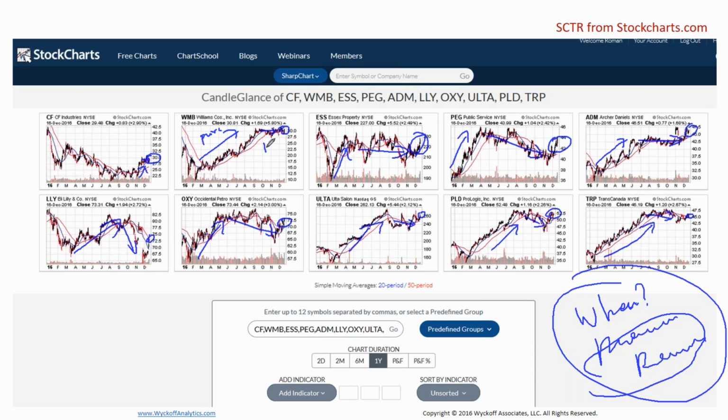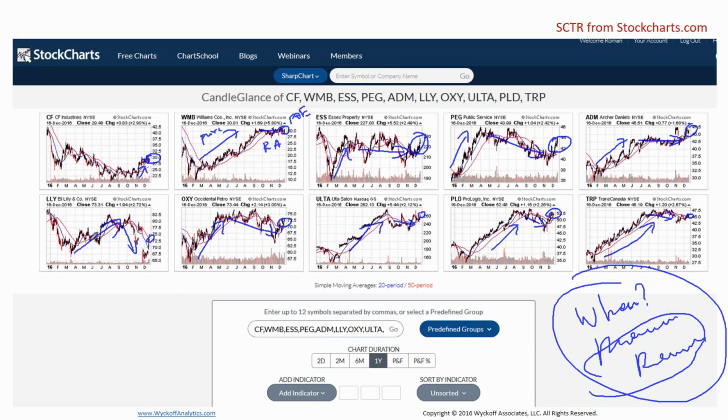We're looking for a possible reaccumulation consolidation, and we're looking for the point of entry. Isn't that simplified for us in such a Wyckoffian way that it's just so amazing? And you have to practice a little bit with this.